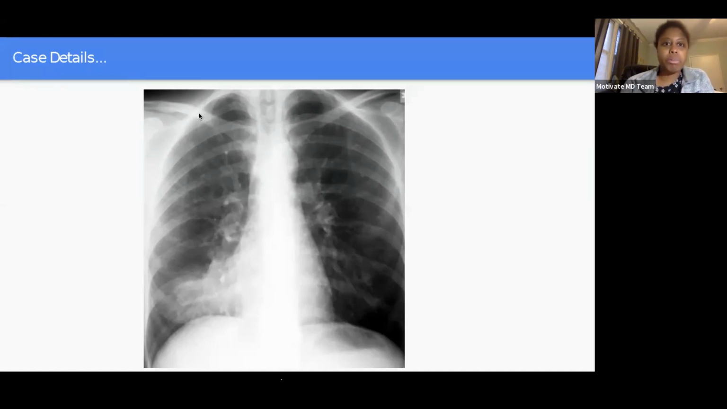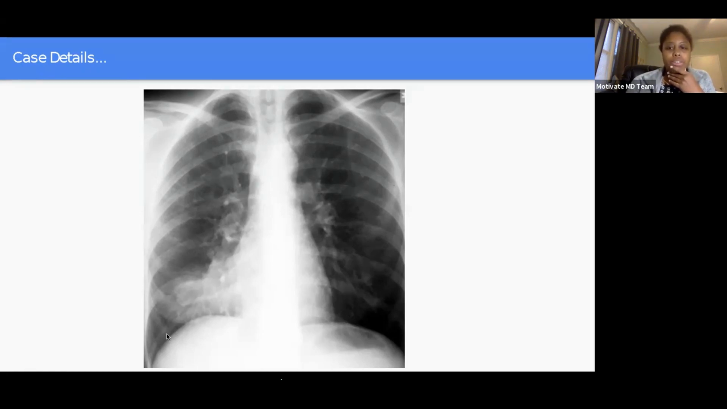Then from there, we want to look at the bone structure. So if we look, we see lots of ribs, which is a good sign. That shows that the person has taken a nice deep breath. And then from there, we want to look at the cardiac silhouette. So this cardiac silhouette is not bigger. You want to make sure that the heart isn't enlarged. And so this cardiac silhouette is within normal limits.